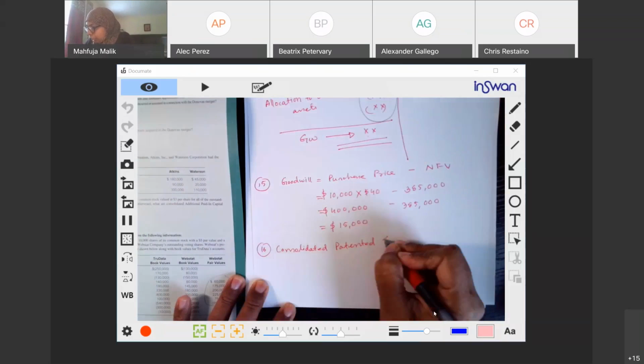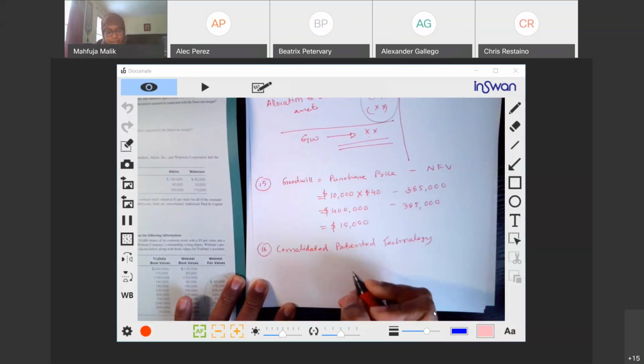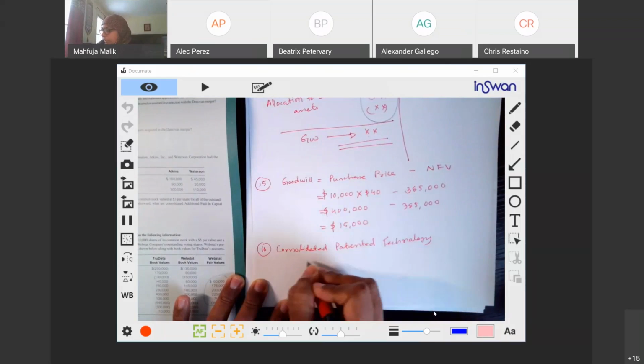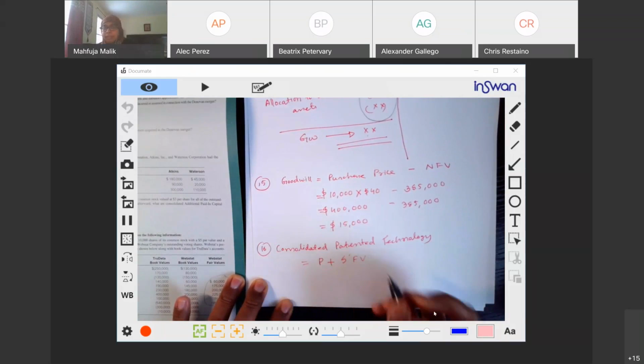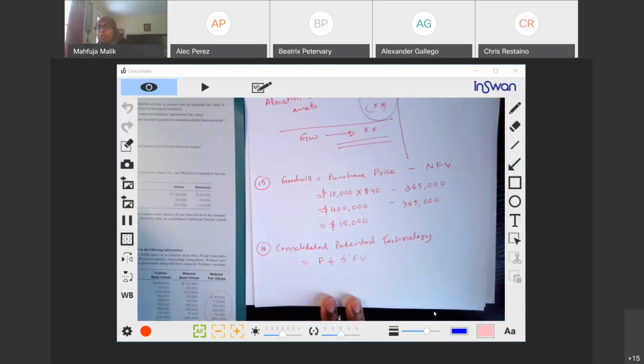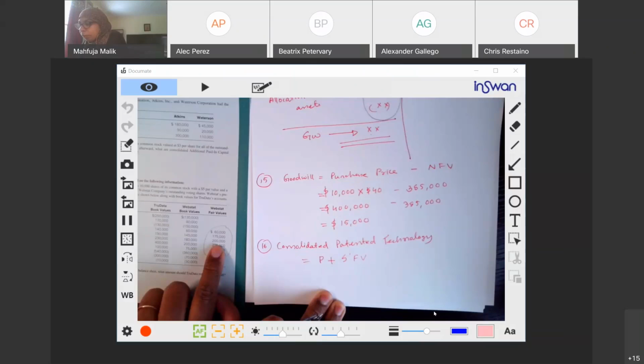Patented technology. And we just learned it. It means what? It means parent plus subs. So you have to look at parent's patented technology and sub's patented technology, but the sub does have two columns. Don't confuse the two columns. We will take the sub's fair value.